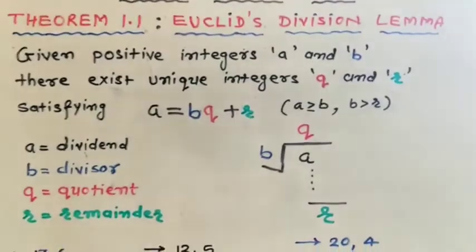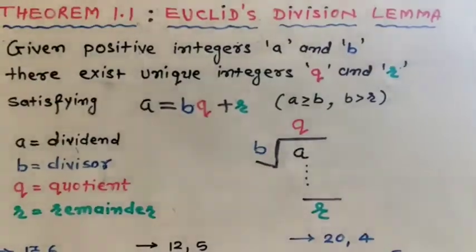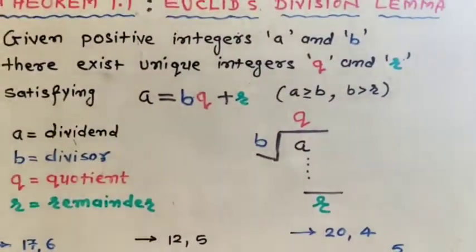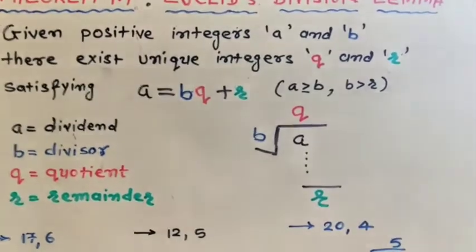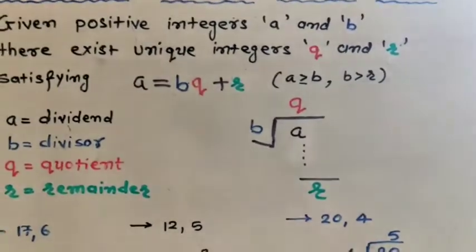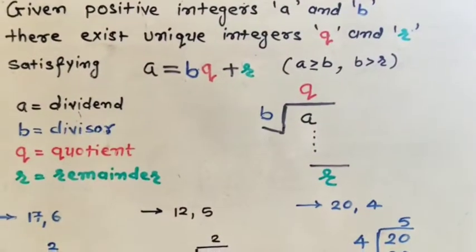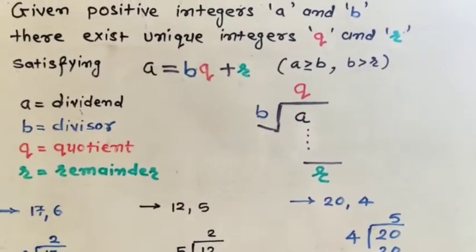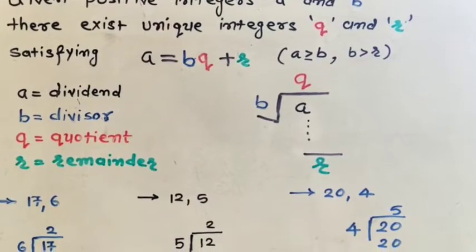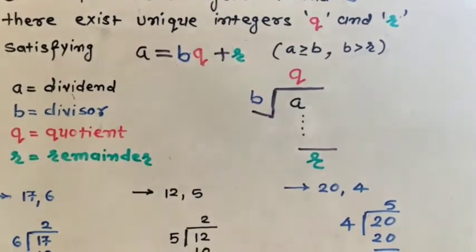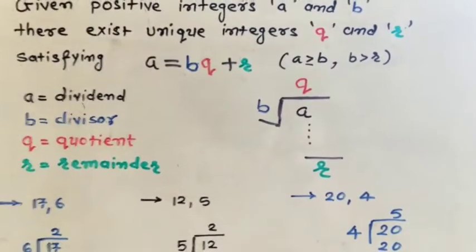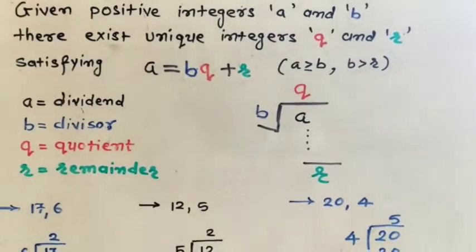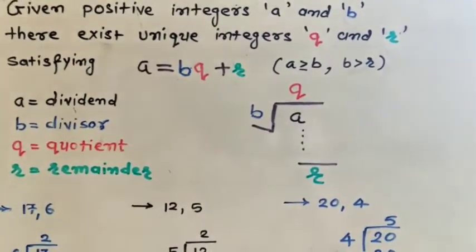As per Euclid, given positive integers a and b, there exist unique integers q and r satisfying that a is equal to b into q plus r, where a is greater than or equal to b and b is always greater than r. As per division, we can write: if a is divided by b, we get answer q and remainder r. A is the dividend, b is the divisor, q is the quotient and r is the remainder.